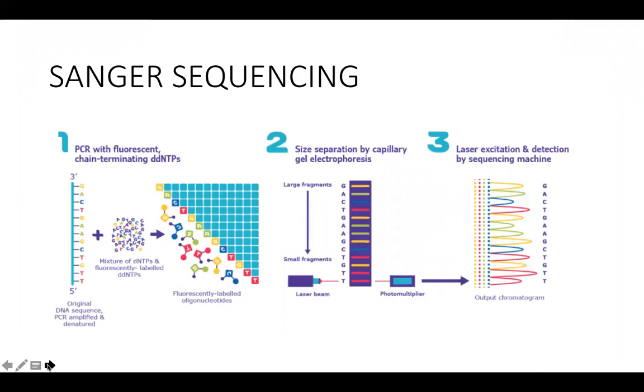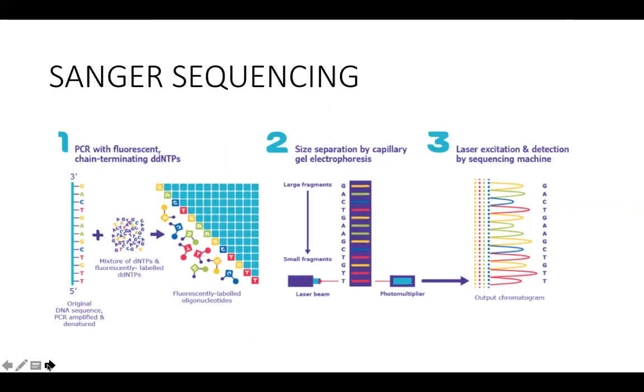Now, before discussing NGS, we'll discuss Sanger sequencing. Sanger sequencing was developed by Frederick Sanger in 1977. So it's a special type of PCR that is called a chain termination PCR. The DNA sequence of interest is used as a template, and in this, a mixture of dNTPs and fluorescent labeled dideoxynucleotides is added along with DNA polymerase.